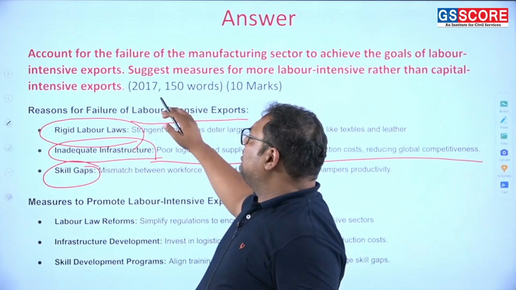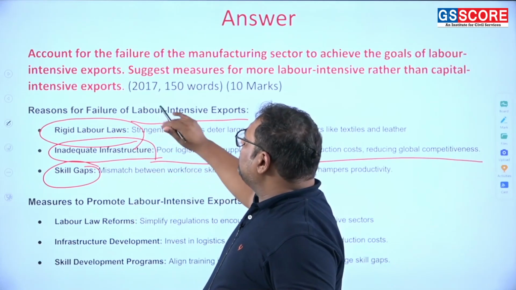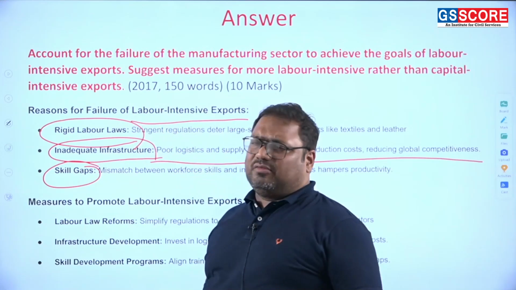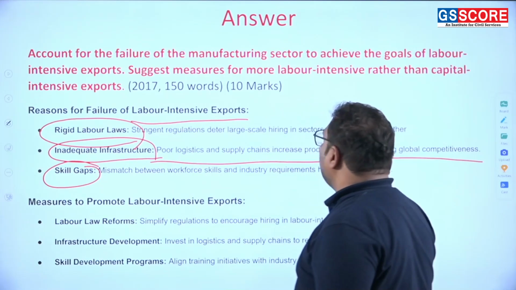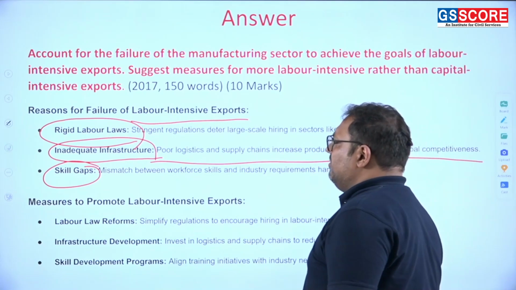These are the reasons. Of course, there can be more as well, but just to give you an idea, these are the reasons why we have relatively less labor intensive exports.